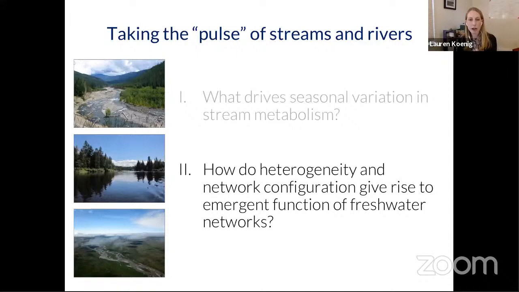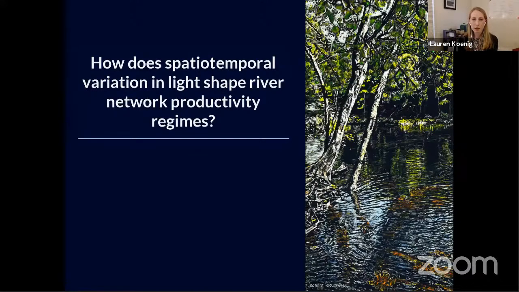Okay, so I want to pause to bring this question back. And you know, the analysis I just showed with the empirical regimes that we measured. But if we really want to unlock the black box at the network scale and be able to predict network dynamics, we need to be able to tease apart and understand the hierarchy of controls on productivity. And so for this question, I'm going to use real networks to understand how light and hydrologic disturbance influence river network productivity dynamics. And so this part of the talk will be presented in two parts.